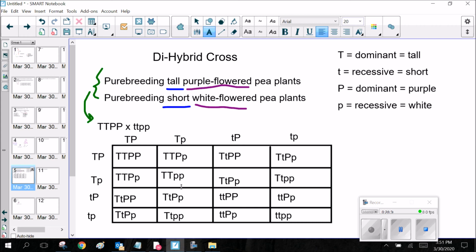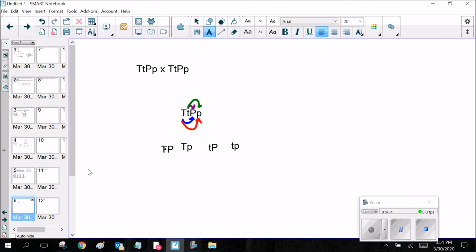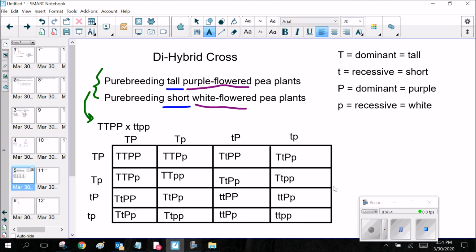But there weren't as many different phenotypes as there were different genotypes. Why? Well, because that dominant and recessive rule still plays out. As long as you have one copy of the dominant, you're going to show that dominant trait. So we're actually going to have more genotypes than we will phenotypes. Some of the phenotypes will be overridden by the dominant. Okay, because we really only have two phenotypes for each one, tall or short for the first one, or purple and white for the second.